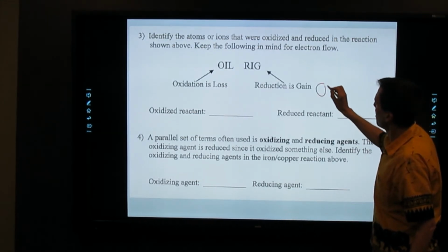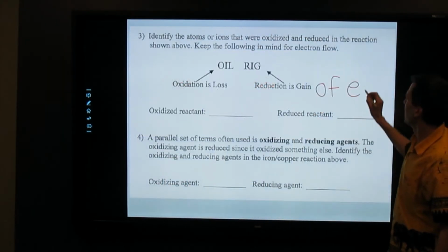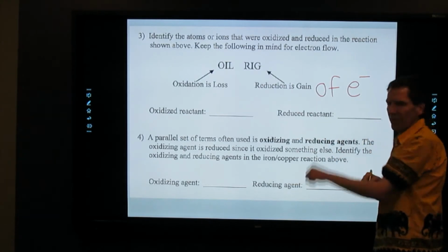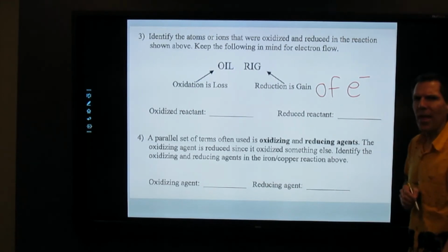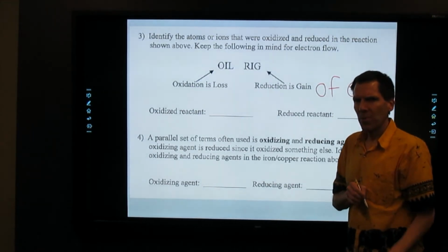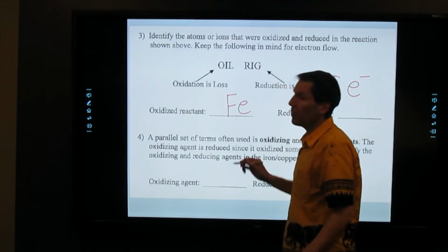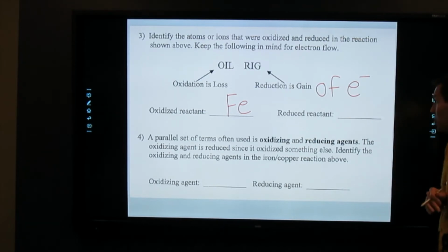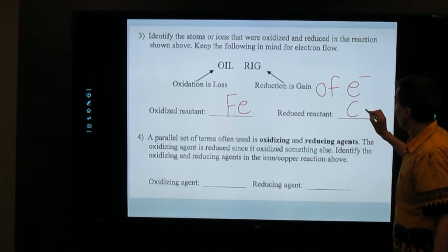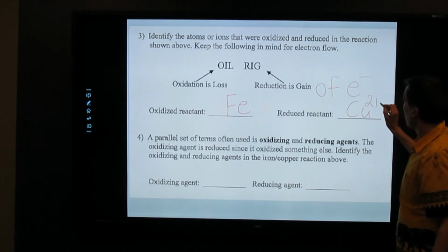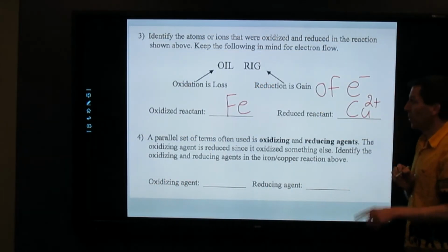So everything in here is phrased in terms of electrons. Reduction is gain of electrons, oxidation is loss of electrons. So the oxidized reactant here is the Fe solid. You can only choose reactants for this. So this is the Fe. It's not the Fe2 plus because that's the product of the oxidation. The reduced reactant is the copper 2 plus because it's gaining the electrons. You have to be careful. You can't put the copper, you gotta put the copper 2 plus.